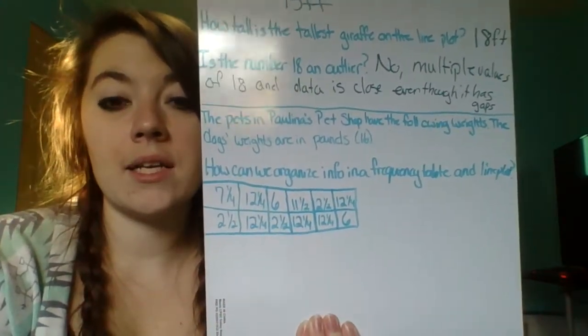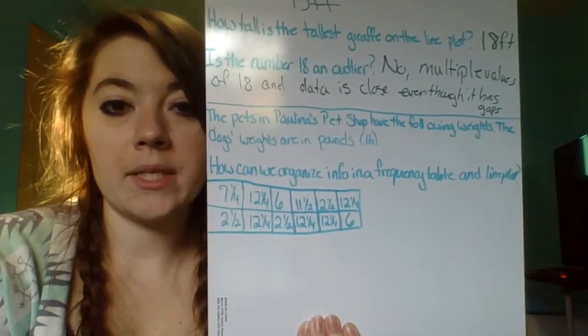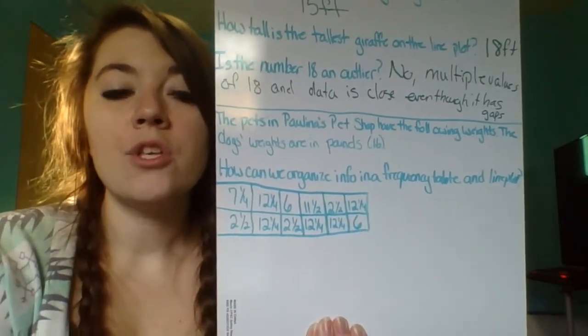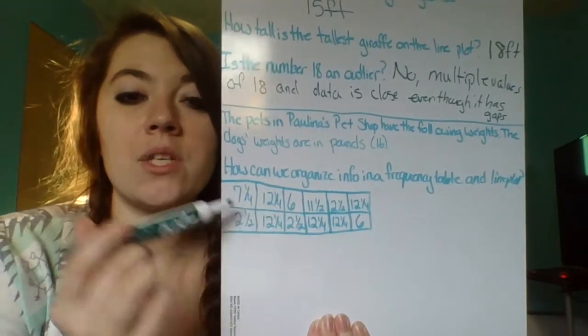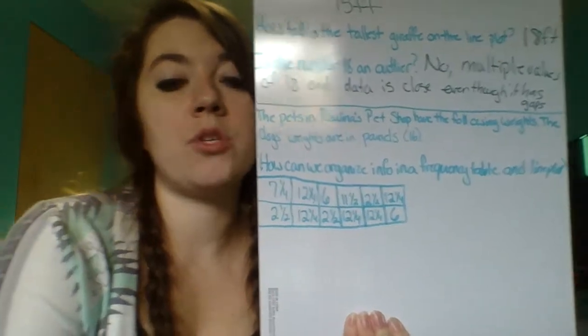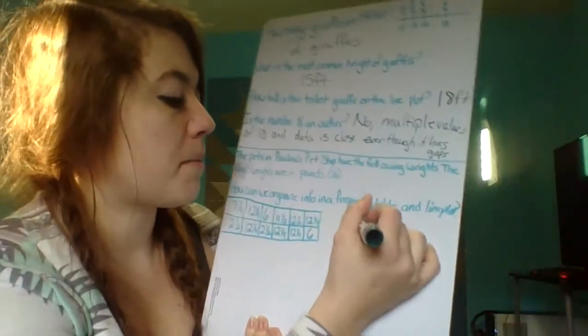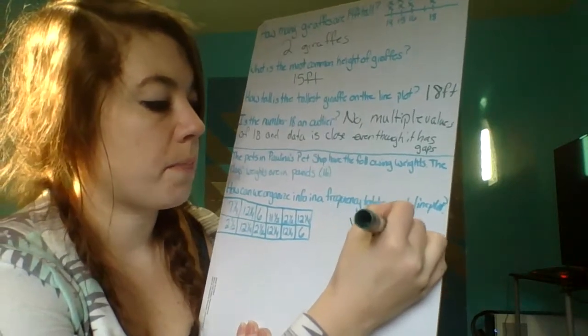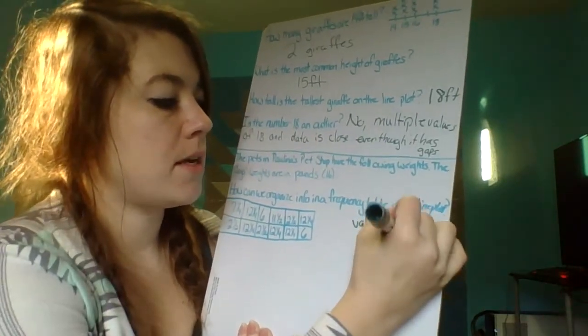So we've got a lot of data in here and it's kind of all over the place. So what we want to do is make what's known as a frequency table. That's where we put all of these numbers in numerical order and then we list how many times each of them shows up. So I'm going to make my frequency table over here. So this is going to say value, frequency.